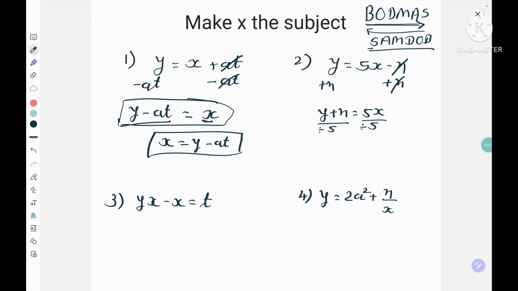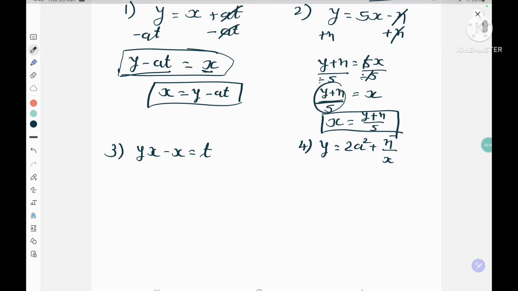You can say it's a divide or a fraction form. So this 5 cancels down, and y plus n, both terms we are dividing by 5. So we can write it better in fraction form: y plus n divided by 5, both terms divided by 5, equals x. So this is the answer, and as I told you in the previous question, to make x the subject we write it on the left side, and just switch the left side terms to the right side and the right side terms to the left side. Okay, so this is our final answer. Let's move on to the next question.